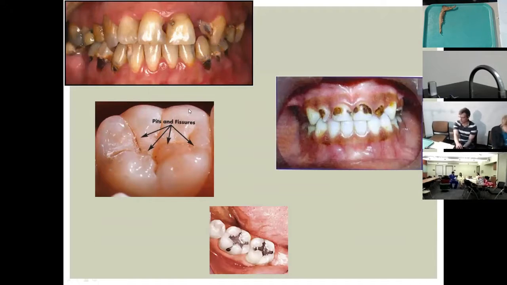So here's an example. You can see that there's some severe decay going on in a lot of this. And there's fillings down here.